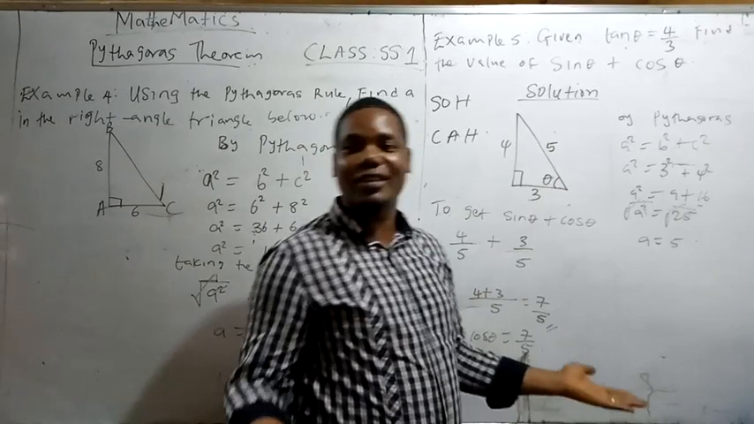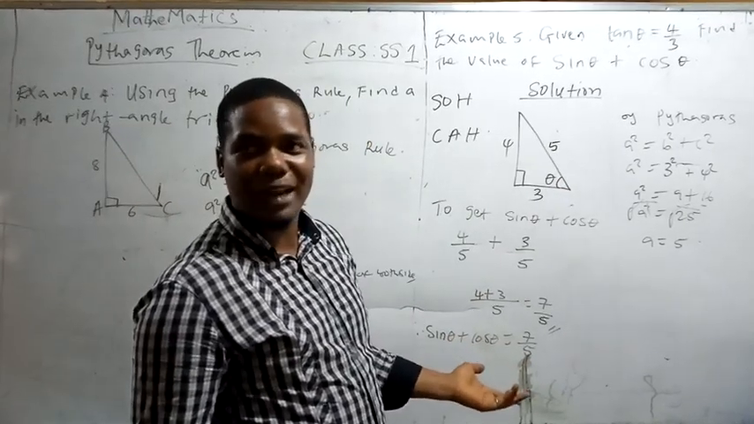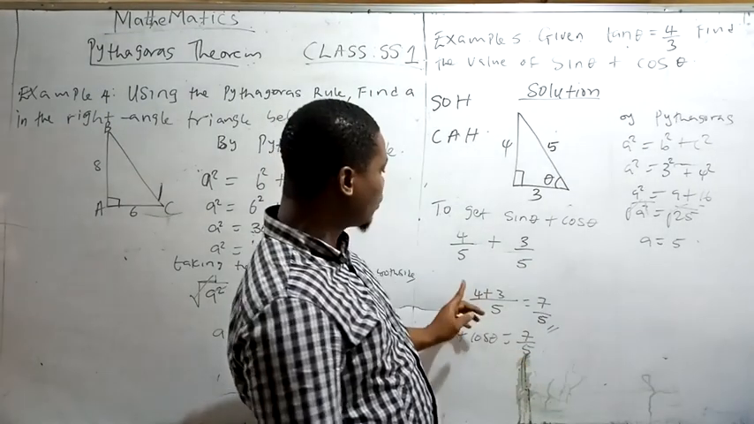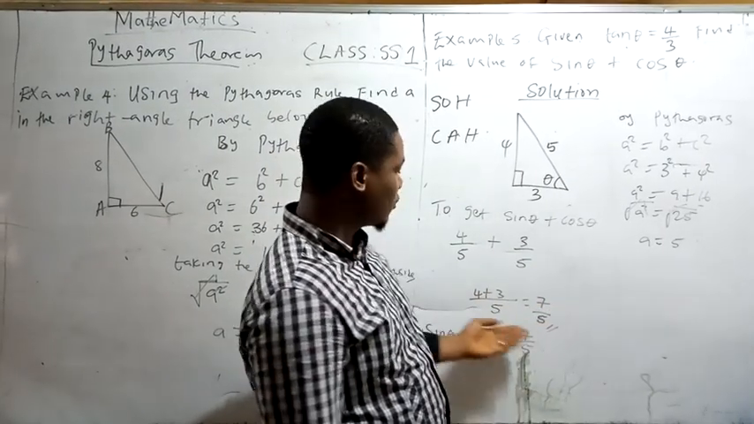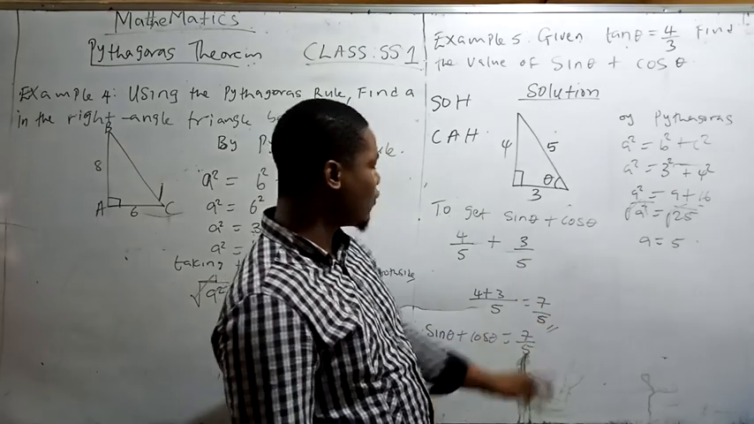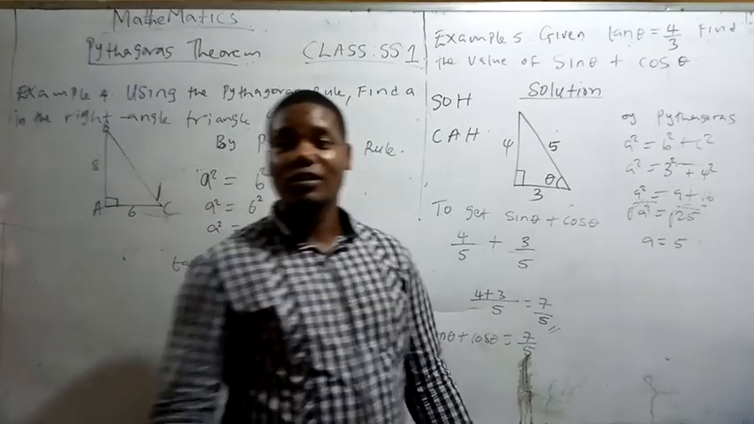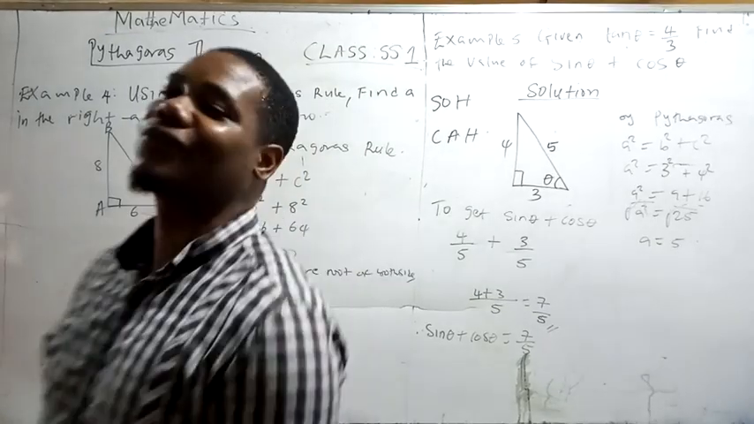Then we'll come back to our basic arithmetic, plus and minus. You add up together, they are the same denominator. The LCM is 5. So 3 plus 4 is 7. So our answer becomes 7 over 5. Therefore, sine theta plus cos theta is equal to what? 7 over 5.